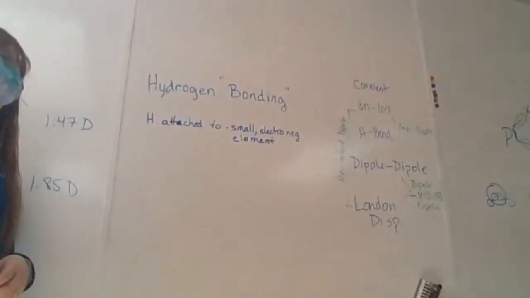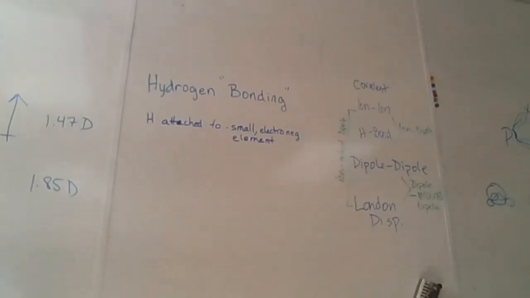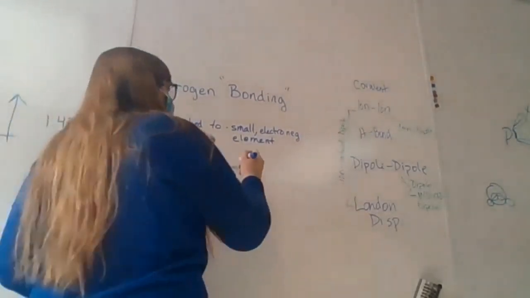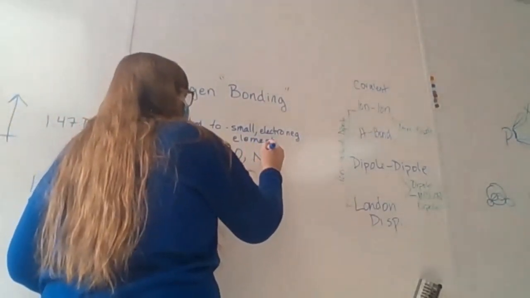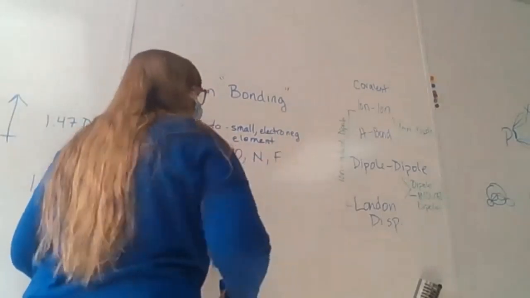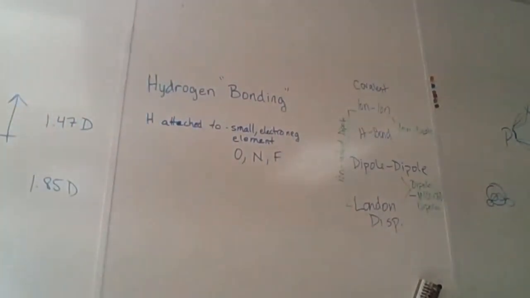Which basically boils us down to three elements. What are those? Nitrogen, oxygen, fluorine. Now if we think about hydrogen and fluorine, they each can only form one bond. So really that's the only molecule, HF, that can be hydrogen bonding just by itself.